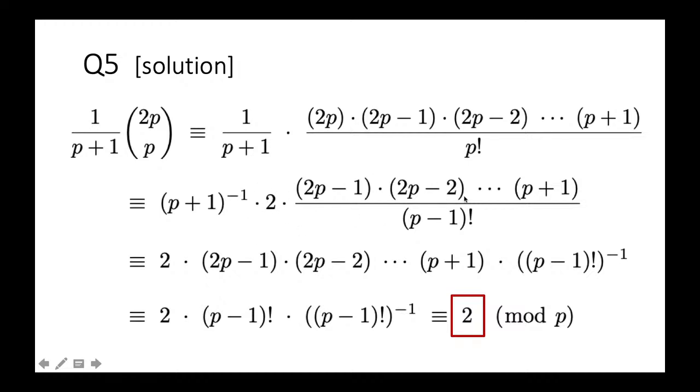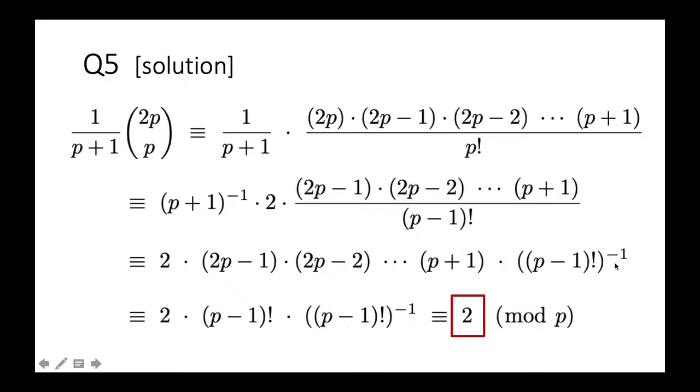This is the remaining part. P plus 1 inverse is equal to 1's inverse, because p plus 1 and 1 are the same number modulo p. So this is actually 1. This part is 1. This is 2. This is 2p minus 1, 2p minus 2 up to p plus 1. I copy this. And then we have this one's inverse.